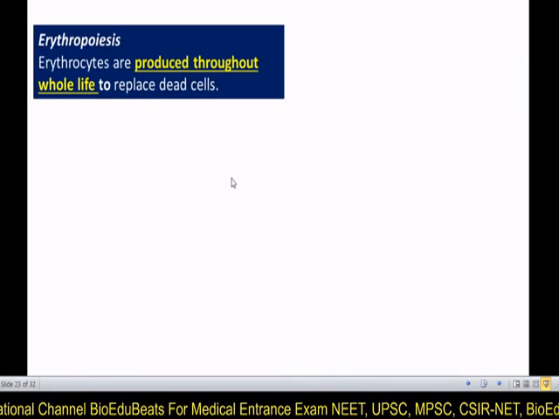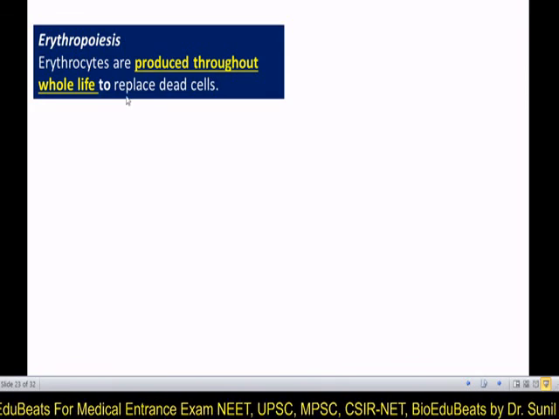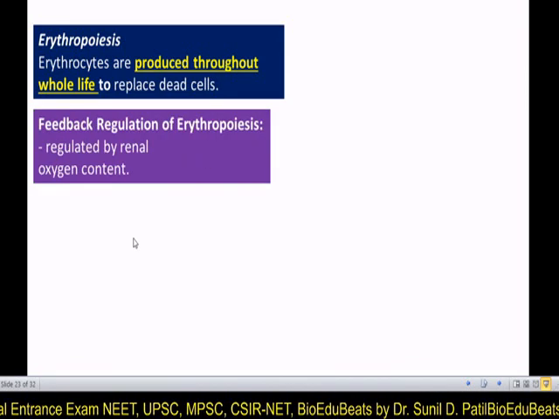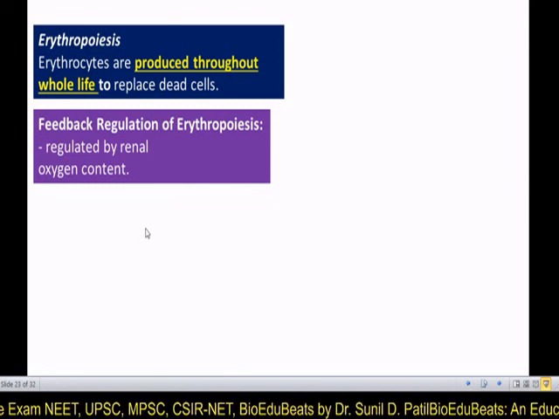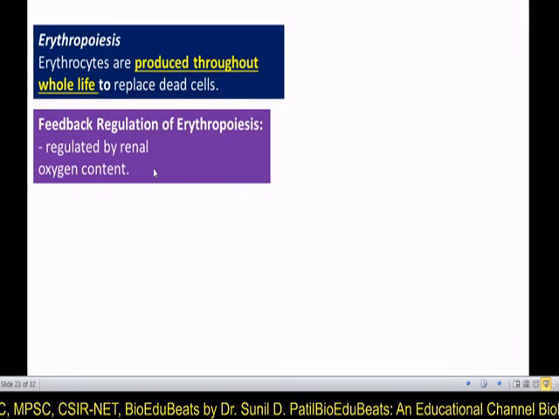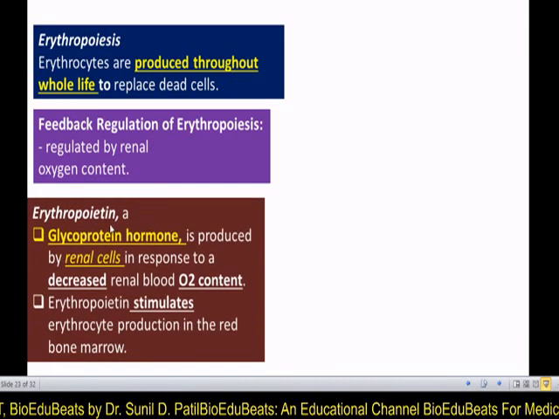So this is hemopoiesis. Erythropoiesis is carried out throughout the whole life. It continues the whole life, for replacement of red blood cells. Now, feedback regulation of erythropoiesis, or control of erythropoiesis. It is regulated by renal cells and oxygen content.